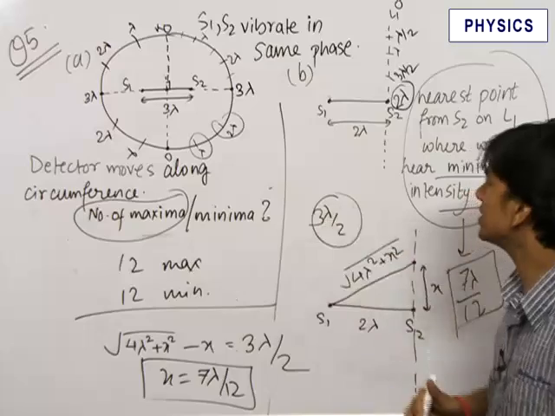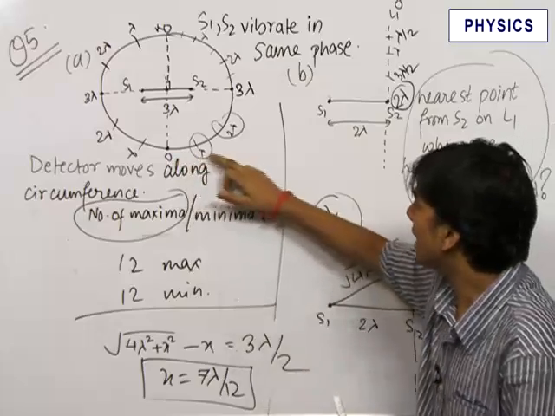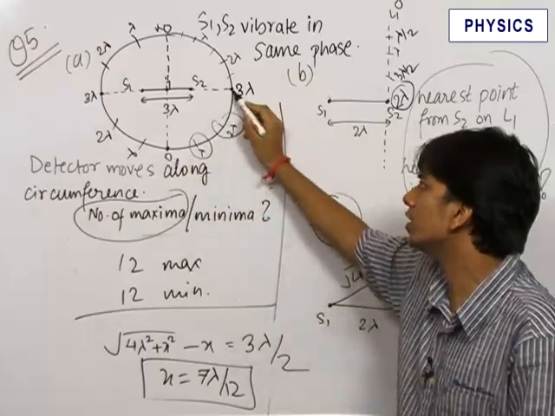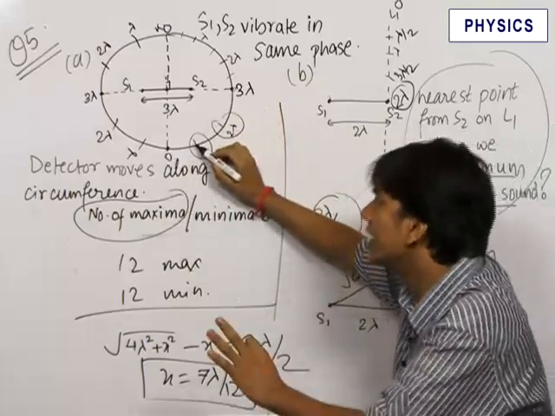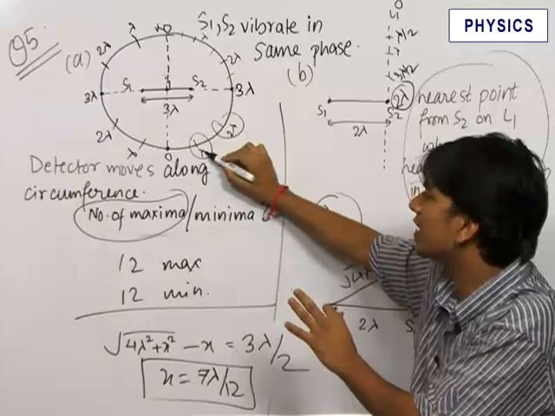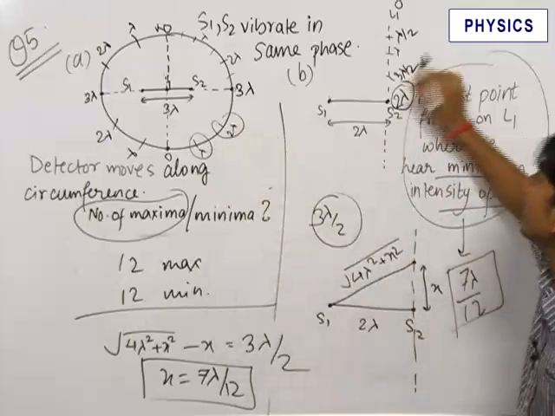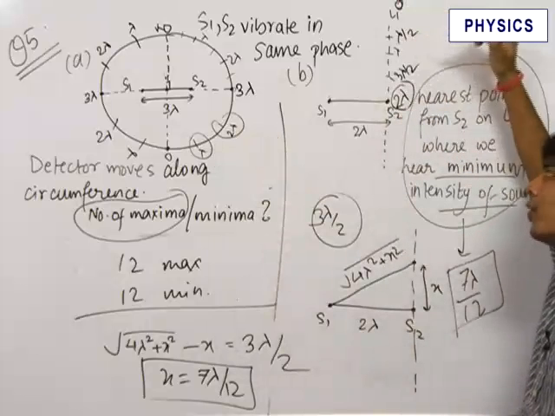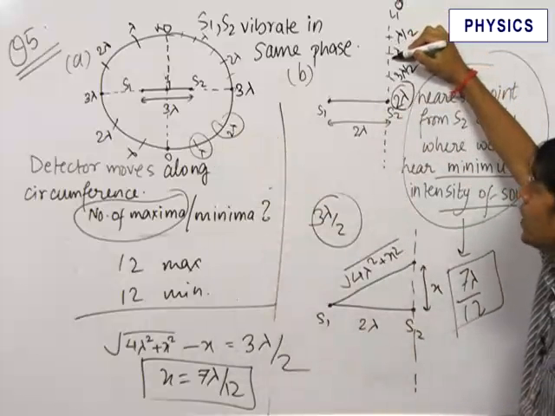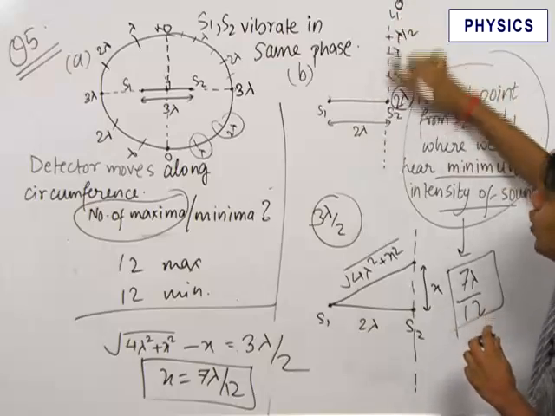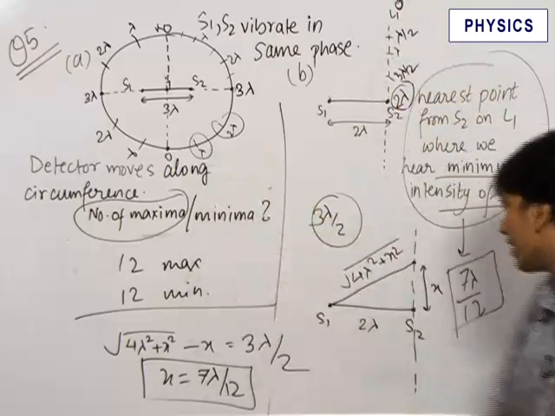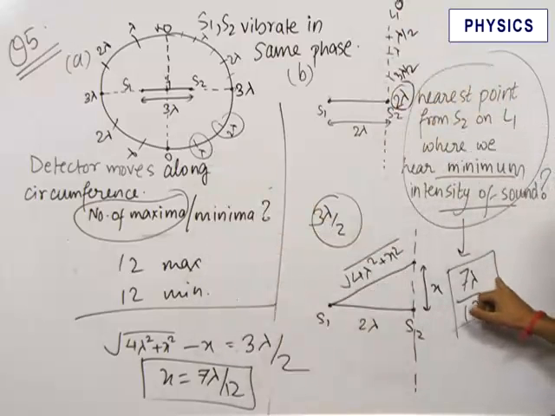So from these two parts, you must learn to write the path differences in this fashion. If you find the path difference over here to be 0, here to be 3 lambda, then definitely at some point over here we will have path differences equal to lambda, 2 lambda, and similarly if we find the path difference at infinity to be 0 and at this point to be 2 lambda, we would definitely have path differences of lambda by 2, lambda, 3 lambda by 2 at some points on this line. So the final answer is we have 12 maximas and 12 minimas over here and 7 lambda by 12 as the distance of the point we require.